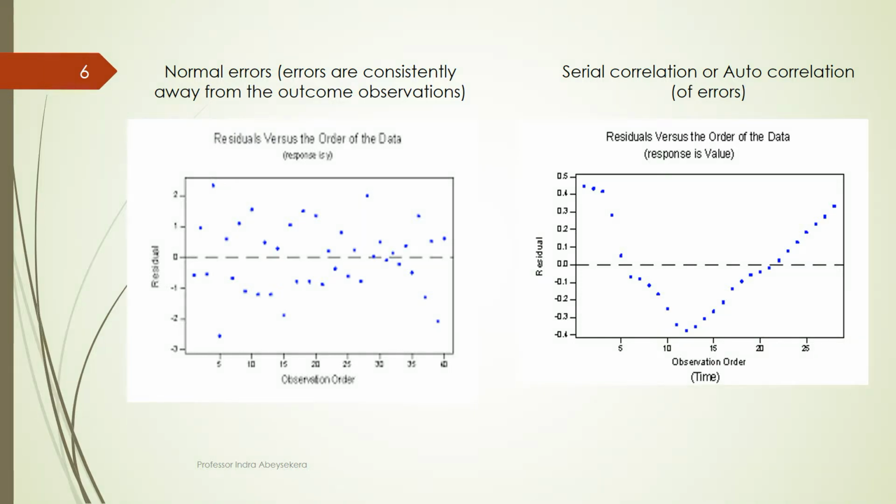The net effect is zero, but at a given point, at different points, there's some aggregation, concentration onto one side or the other, if you take that residual line. This situation is called the serial correlation or autocorrelation of errors.